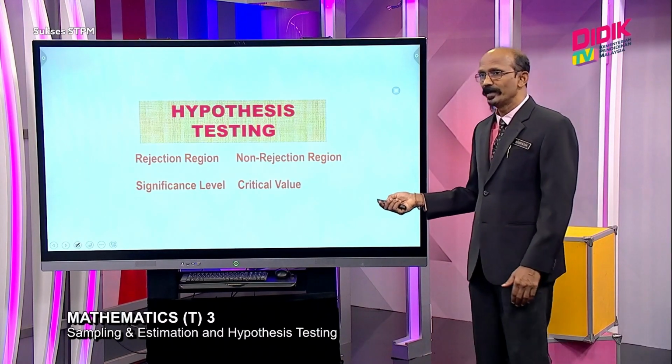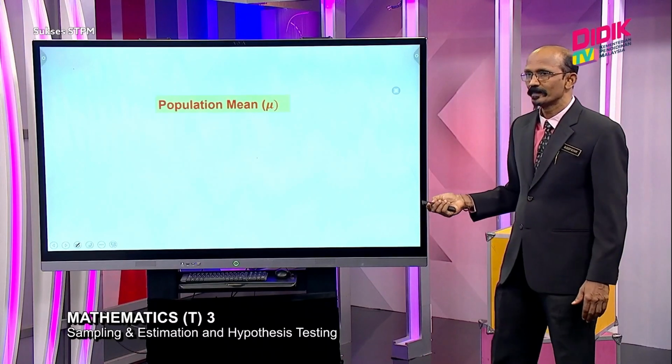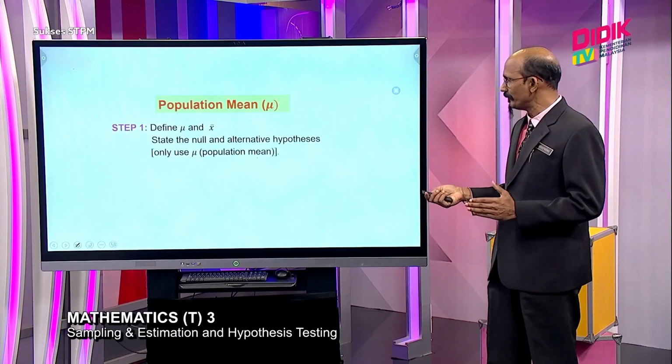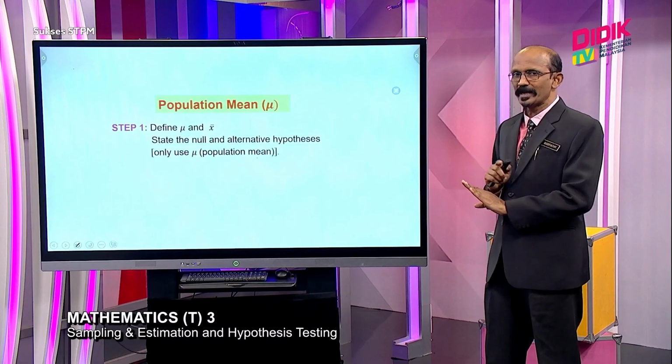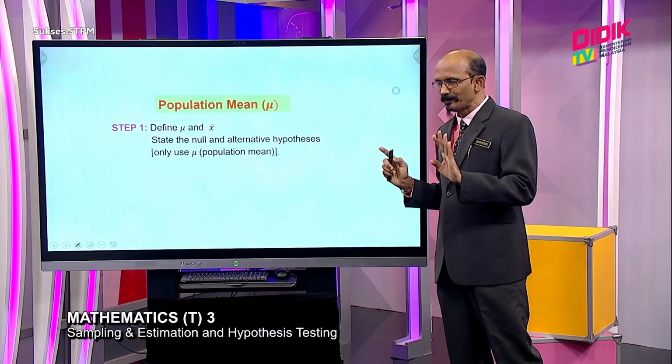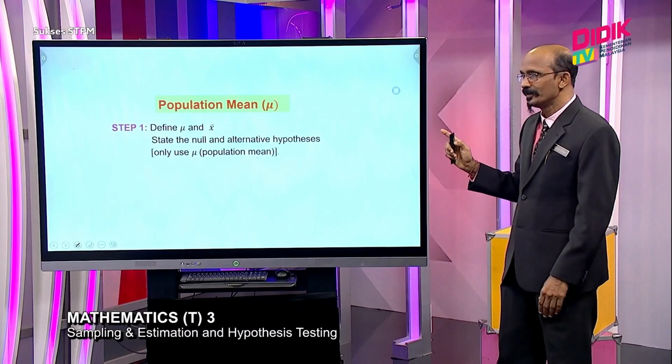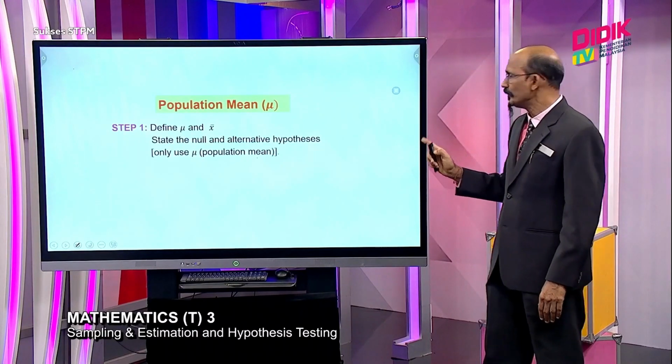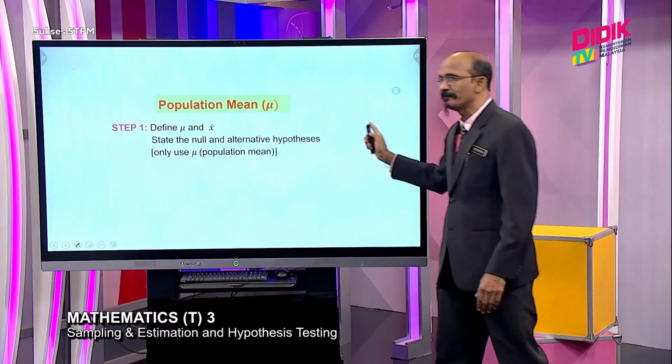Next one is population mean. How to test population mean? Very easy, 6 steps. Whenever you come across any test, remember the 6 steps. First one, you define your mu or sigma, where you need to state your null and alternative hypothesis.